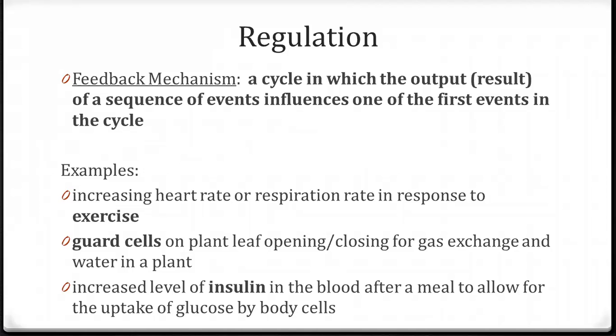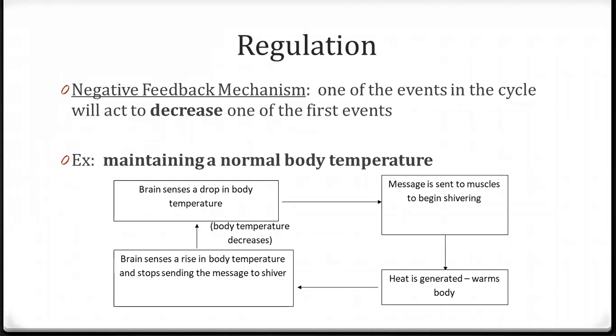You can have 2 types of feedback loops. You can have a negative and a positive. A negative feedback mechanism is one where the events in the cycle will act to decrease one of the first events. So for example, maintaining a normal body temperature. So the brain senses the temperature has dropped. The message is sent to muscles to begin shivering. Heat is generated as your muscles are moving more and your body warms. The brain senses a rise in body temperature and stops sending the message to shiver. So body temperature then again decreases, and then it's a cycle.